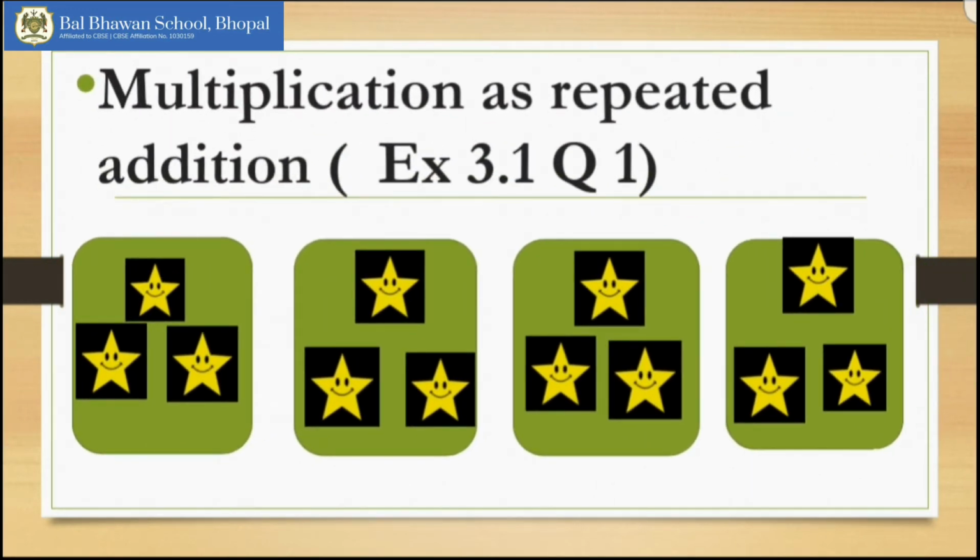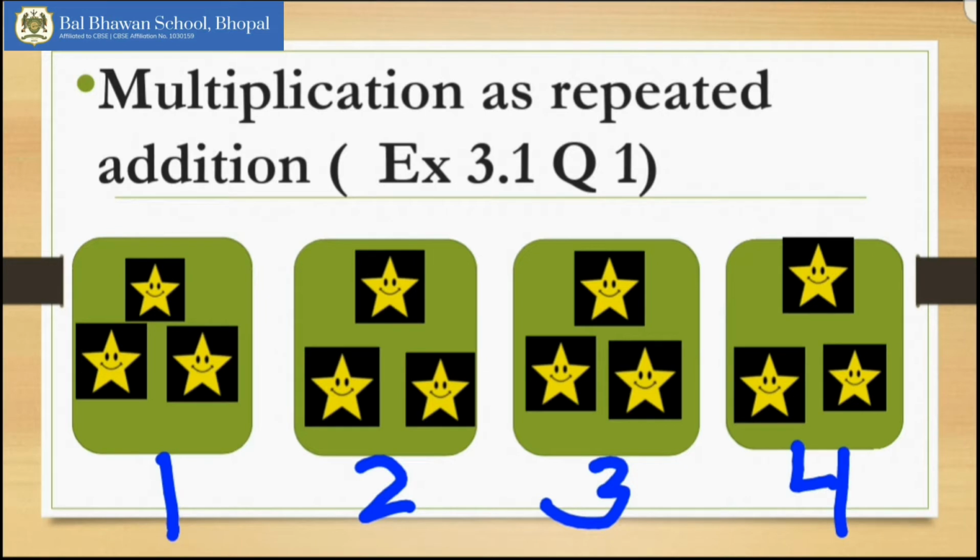Now, first we will learn multiplication as repeated addition. So, here you can see some pictures are given. These pictures are of, yes, these are stars. You can see so many smiling stars are there. So children, you first tell me how many groups of stars are here. We'll count all together. This is the first group, this is the second group, this is the third group, and this is the fourth group. So how many groups of stars are there? Yes, 4 groups. Okay, very good.